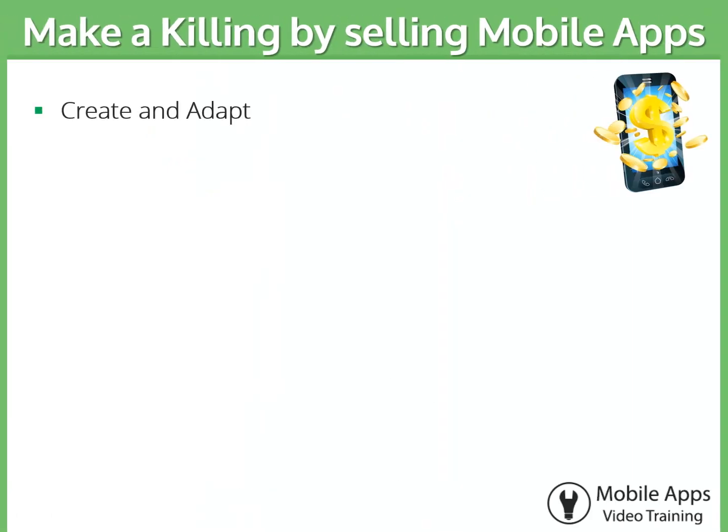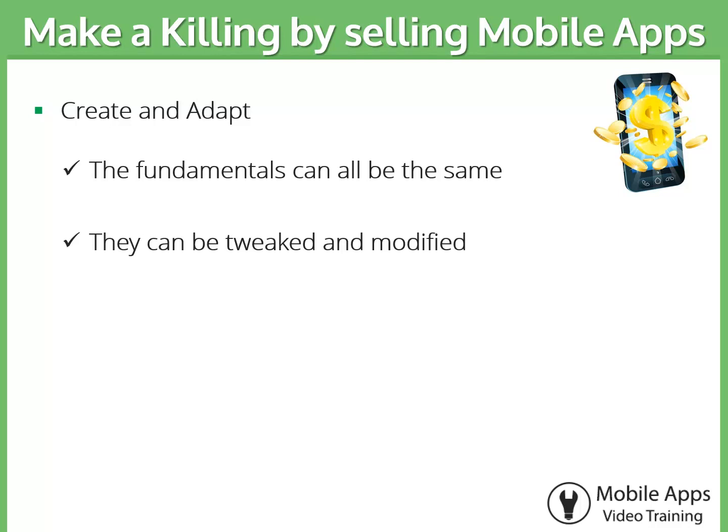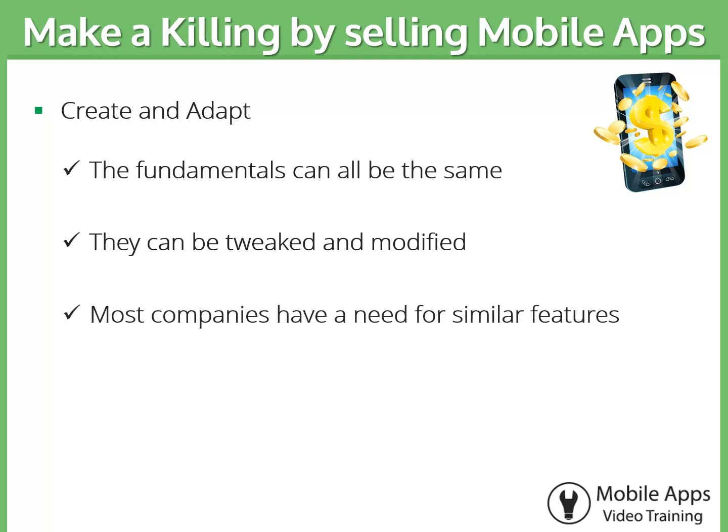Create and adapt. If a business wants an app specifically for their organization, this can be a great opportunity. Once you find a business niche, the fundamentals of the apps can all be the same, and they can be tweaked and modified to be relevant to the specific company. For example, if you are creating an insurance app, most companies have a need for similar features. All you would really need to modify are the specifics of that company's logo, marketing strategies, and features. Instead of reinventing the wheel, just modify the wheel to fit the car, so to speak.